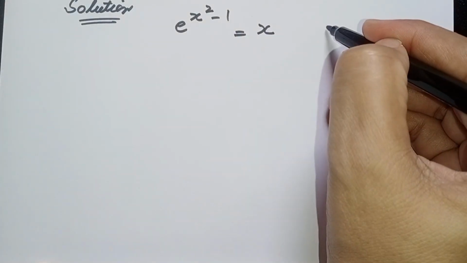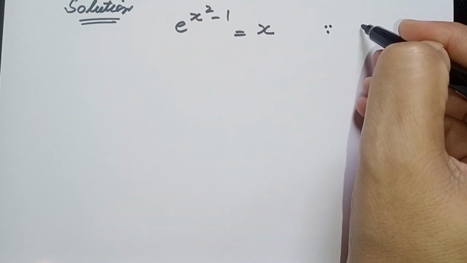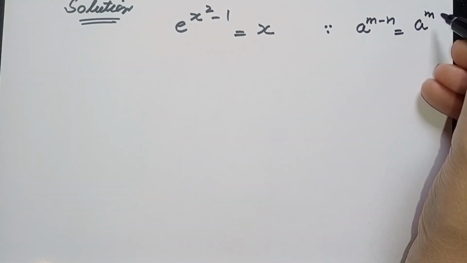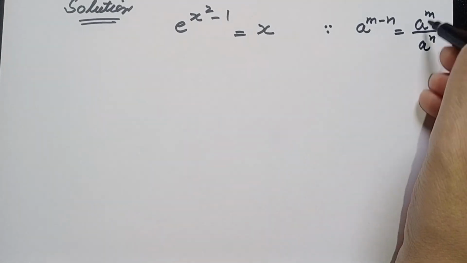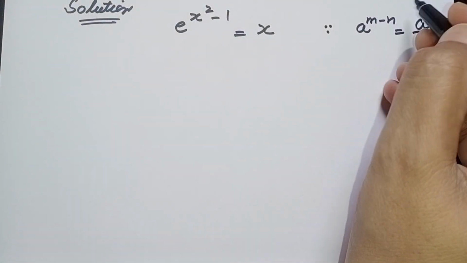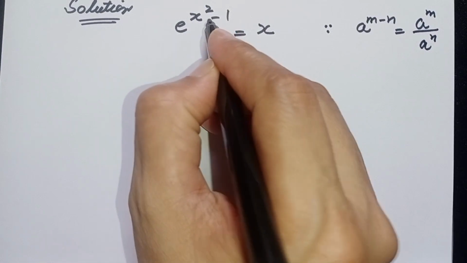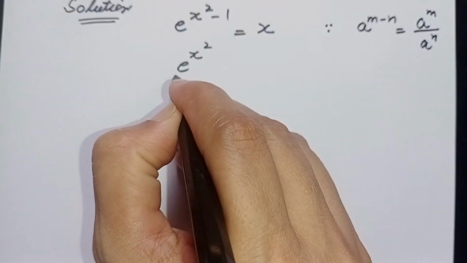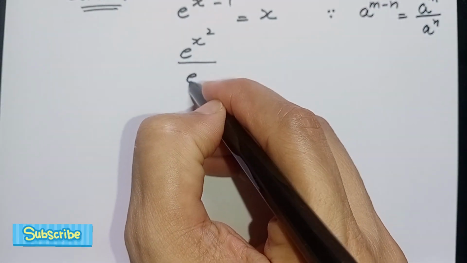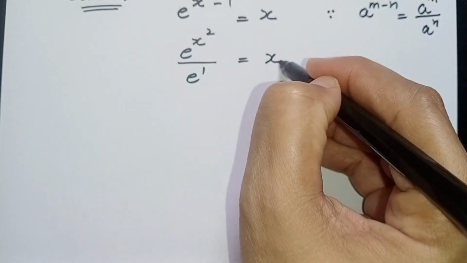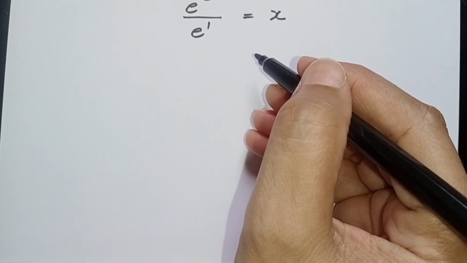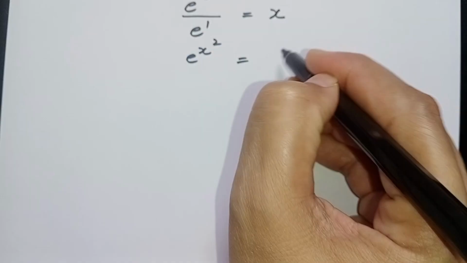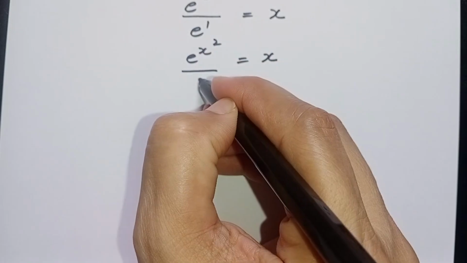Now we know there is a very well-known rule that if we have a^(m−n), we can write it as a^m over a^n. We can write the powers in this form, so we can write these powers. Here I am going to use this property: e^(x²) over e^1 is equal to x. So in the next step we have e power x squared is equal to x times e, writing e^1 as simply e.